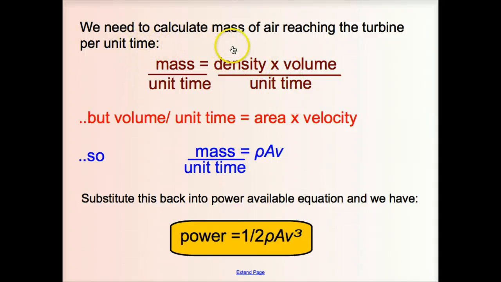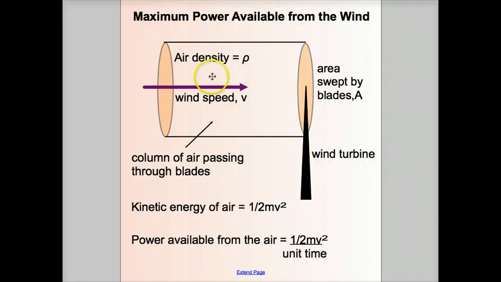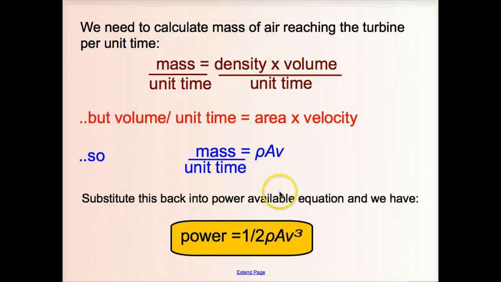So we need next to work out the mass of the air which is reaching the turbine per unit time. Mass per unit time, mass is density times volume. So mass per unit time is density times volume over unit time. But volume over unit time is area times velocity. If we go back to the previous slide, area times velocity, velocity in meters per second, is going to give us the volume of this cylinder every second that it's going through the blades. So we have mass per unit time is density times area times the velocity of the air.